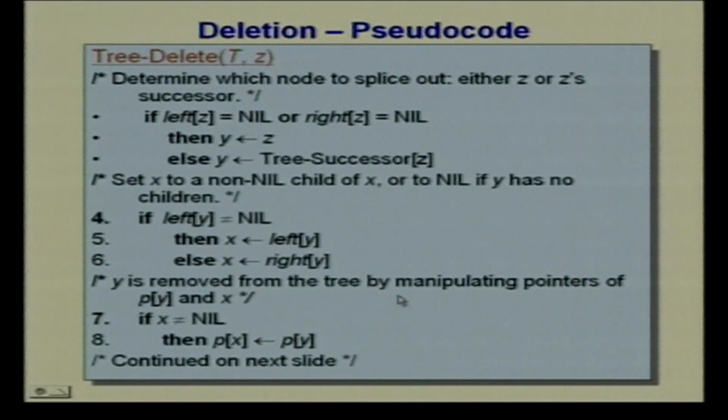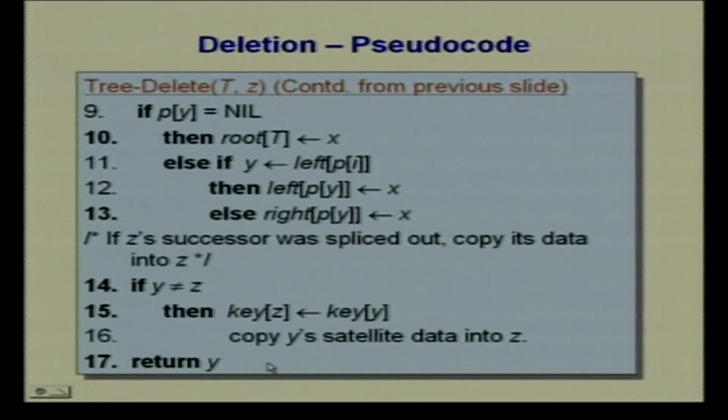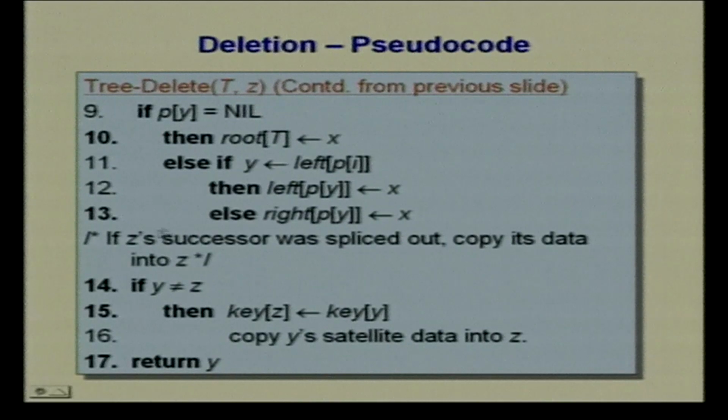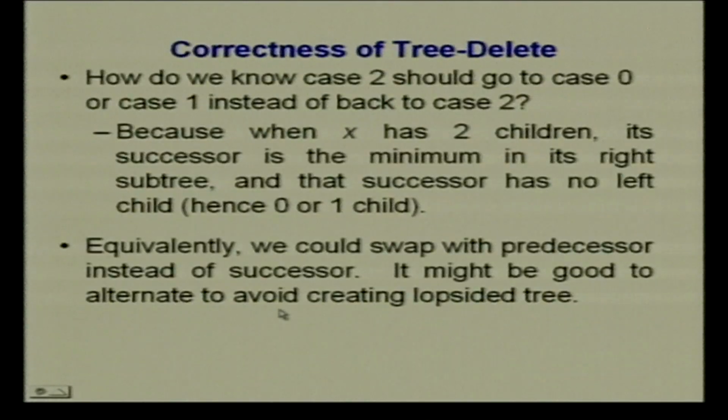Now that x is set, y is removed from the tree by manipulating the pointers of p[y] to point to x, these are the steps. Now, if parent of y is equal to null, then root of T is equal to x, that is if you are removing the root itself. Now, the other is that you are going to do case 2, where you have to find the in-order successor, that is this point.